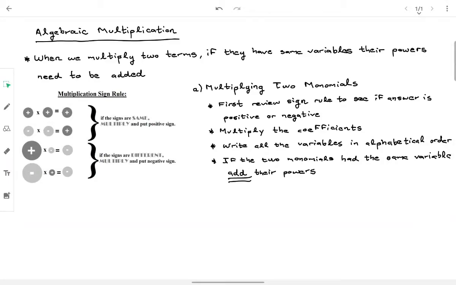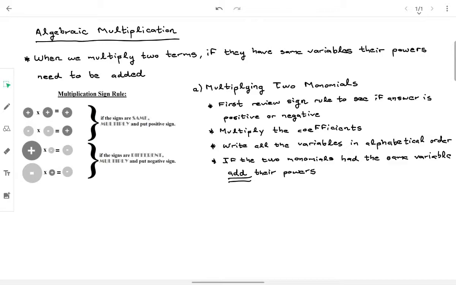Today's topic is going to be algebraic multiplication. It's very important that we know that when we are multiplying two terms, if they have the same variables, their powers are going to be added. They will be added if they have the same variable. So that's a very important thing to know in algebraic multiplication.